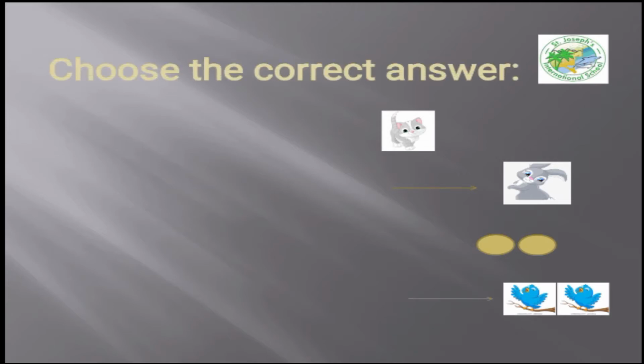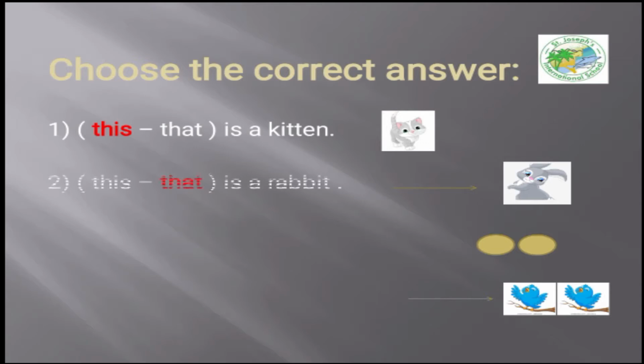Now, let's solve some exercises. Number 1. Okay, here we're gonna choose the correct answer. Can you see this picture, the kitten? Is this kitten close or far from the sentence? Of course, it's close. So we use this or that. This, yeah, this is a kitten.